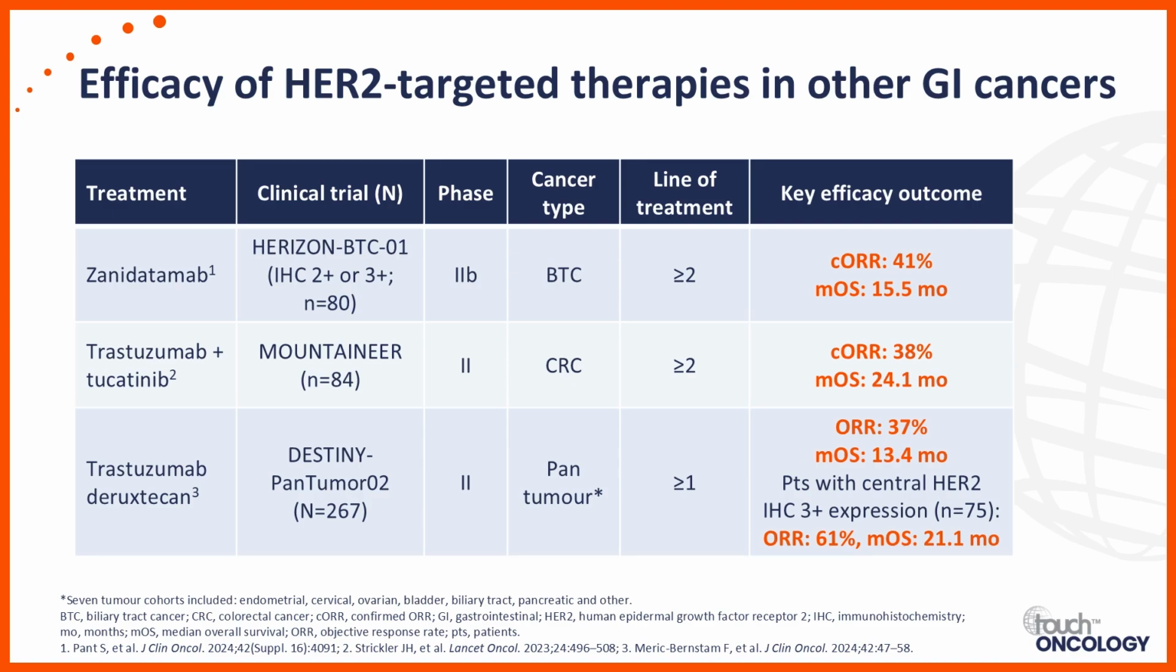Tucatinib plus trastuzumab was active in pretreated HER2 positive colorectal cancers with response rates approaching 40%. And then we have seen a very important study, the Destiny Pan-Tumor 02 study, which is a relatively large study with different cohorts and different tumor types. Also in this study, we saw, for instance in bile duct cancer but also in other cancers, a high activity of trastuzumab deruxtecan, leading to a tumor-agnostic approval in some regions after this trial.